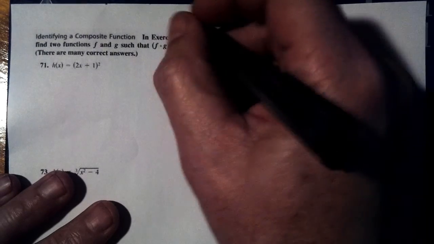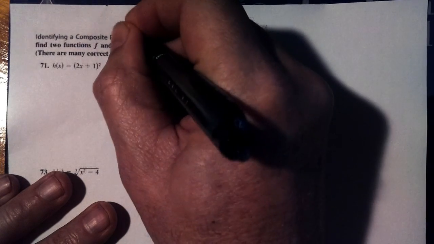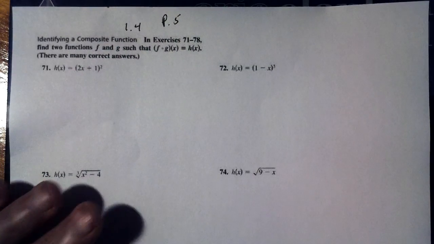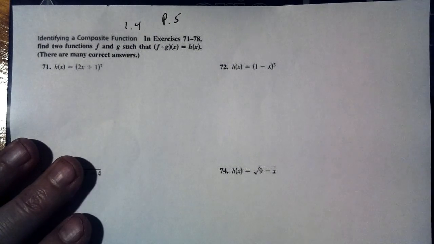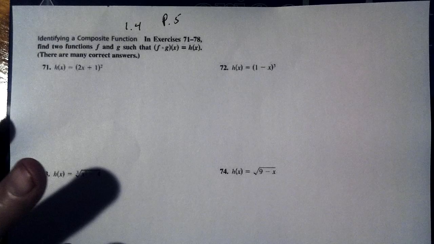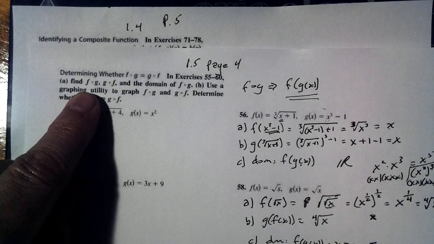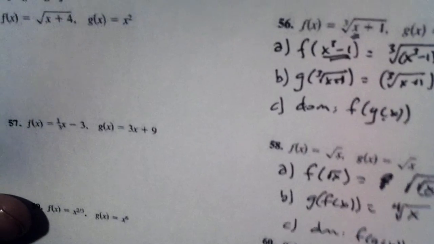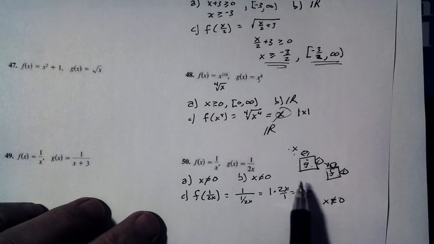Okay, welcome to page 5 of 1.4. We have a cool little process going here. This is actually called the decomposition of functions. The composition of functions is what we were doing back here when we're finding f of g. We're turning two factories, I have a diagram of that here, into a new factory.